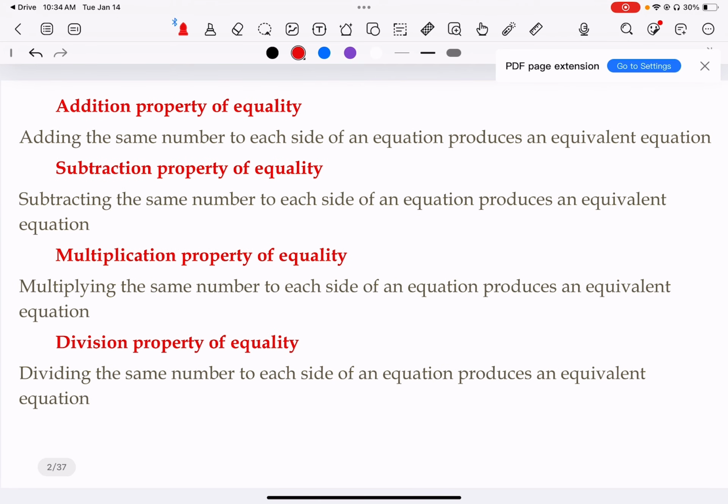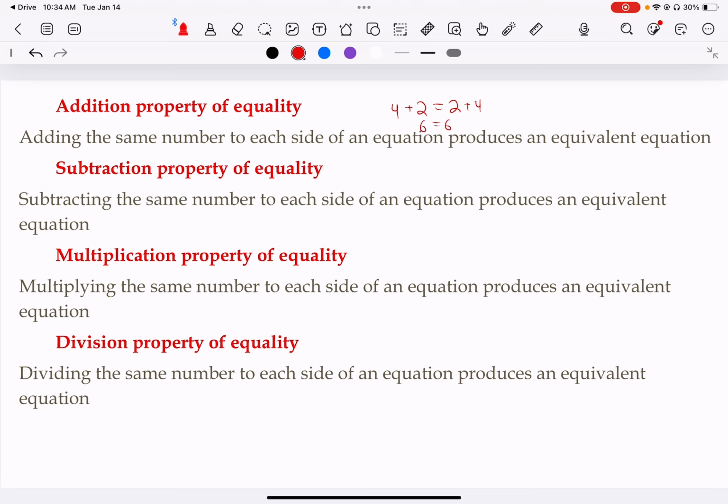Now these are the properties that allow me to add or subtract or multiply or divide a number to both sides of an equation. So the addition property of equality states that adding the same number to both sides of an equation produces an equivalent equation, which makes sense. If I have 2 equals 2, if I add 4 to both sides, I still have 6 equals 6, an equivalent equation.